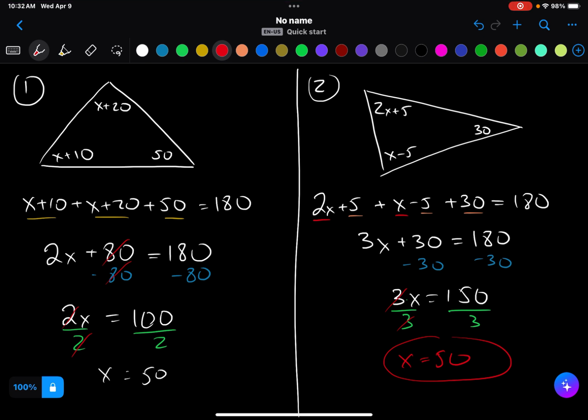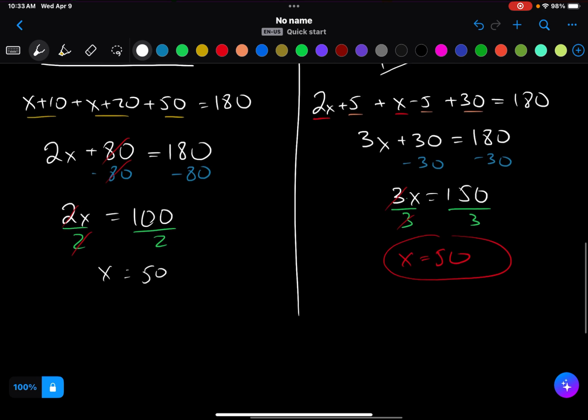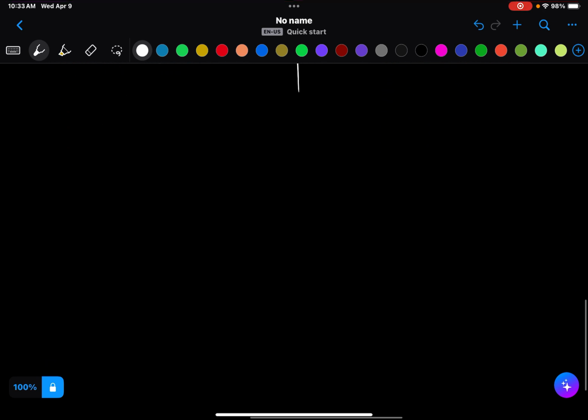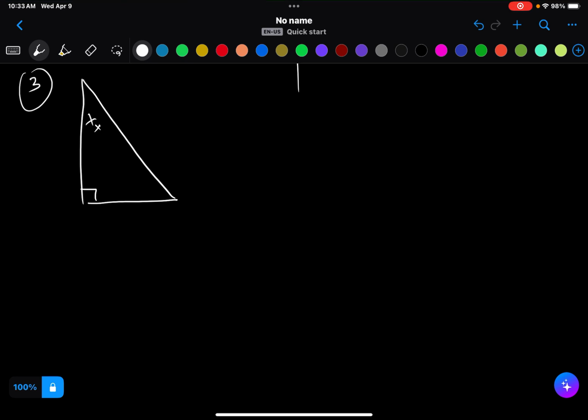So, coincidence, I suppose. Number 1 and 2 are both the same answer. So let's move on to the actual number 3. Pause this if you need to. So here you have what looks like a right triangle. This top angle is x plus 30, and this bottom one is 2x. And remember, this is a 90-degree angle.